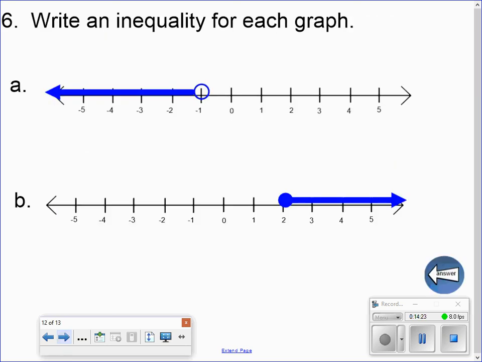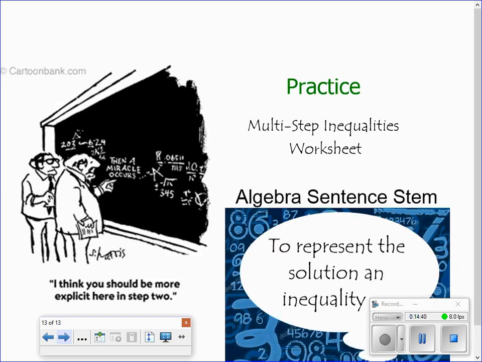Alright, we want to write an inequality for each graph. So here our inequality would be x is less than -1, and on this one it'd be x is greater than or equal to 2. Alright, before watching the next video, I would like for you to consider how we represent an inequality.